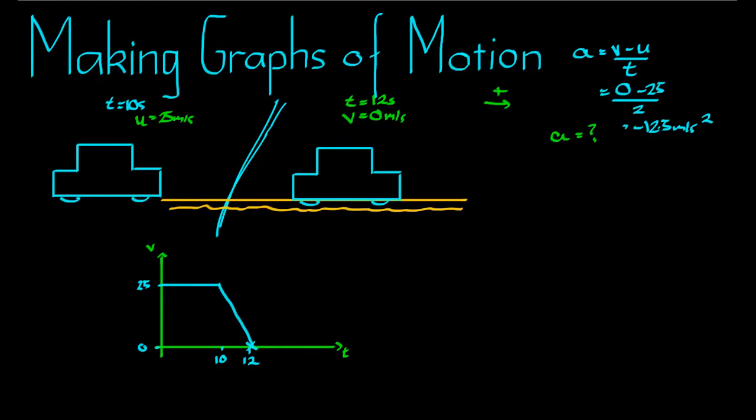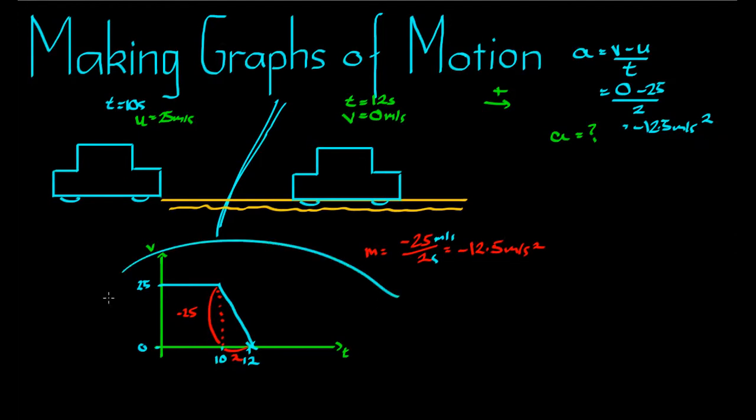The gradient of a velocity time graph is the acceleration. So let's work out the gradient here. First of all, it has a run of 2, and it has a rise of negative 25. So the gradient is equal to negative 25 on 2, or negative 12.5 meters per second squared, because that's negative 25 meters per second, and that's 2 seconds. Meters per second divided by seconds is meters per second squared. So we get the same result whether we look at this formula or the graph.